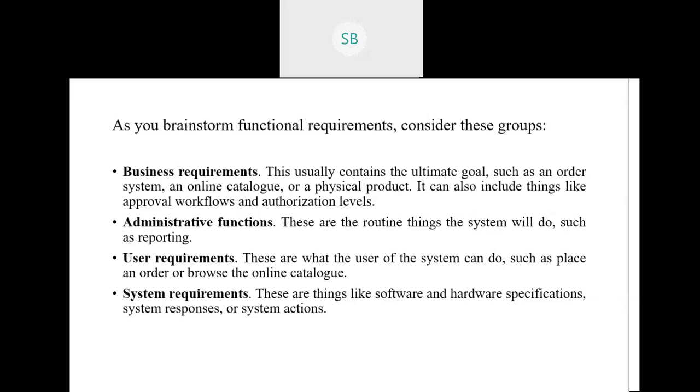The last one is the business requirement. This is the ultimate aim of the entire project: how the work flows and how the system will work. All of this is decided in the business requirements. So this was all about the business requirements, administrative functions, user requirements, and system requirements.